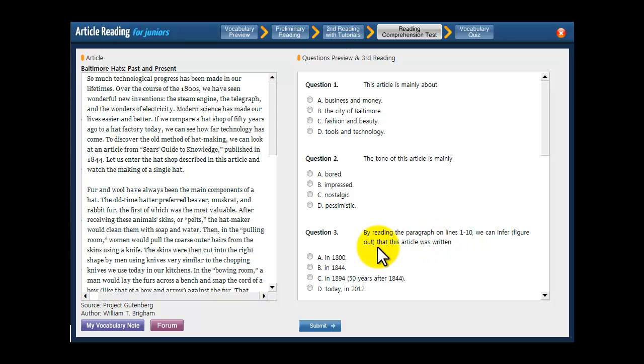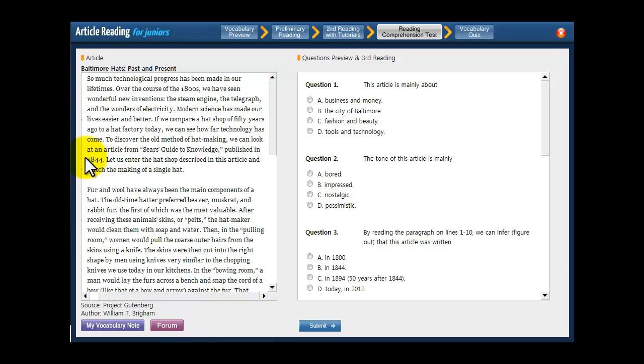Infer means figure out, as the question tells you, and it's more like an educated guess. You have enough information in the paragraph to figure it out. Well, look at the time periods here. It says if we compare a hat shop of 50 years ago to a hat factory today. So he's trying to find information about hat factories from 50 years ago, right? And to discover the old method of hat making, the 50 years ago method, we can look at an article from the Sears Guide to Knowledge published in 1844. So he's trying to figure out something about 50 years ago, and he's looking at an article published in 1844.